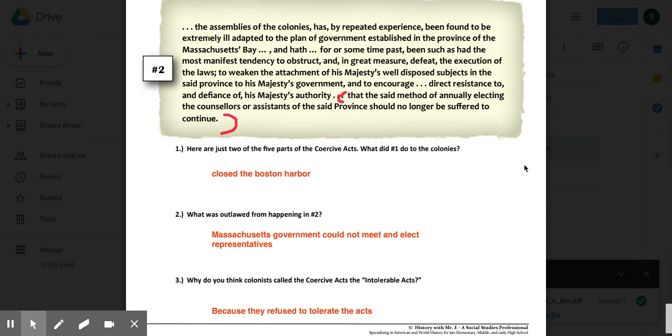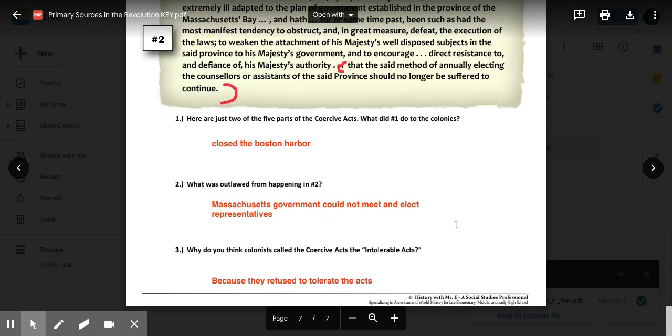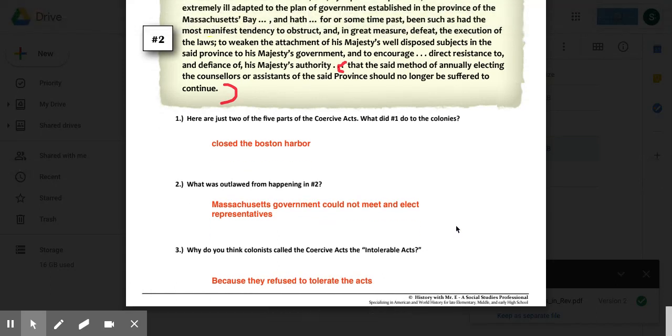And last but not least, it says, why do you think the colonists called the coercive acts intolerable? Remember, maybe you had to look up the word intolerable, but to be tolerable means to tolerate someone. So they called it the intolerable acts. They couldn't tolerate it, right? And the simple answer is because all the colonists refused to tolerate these acts.